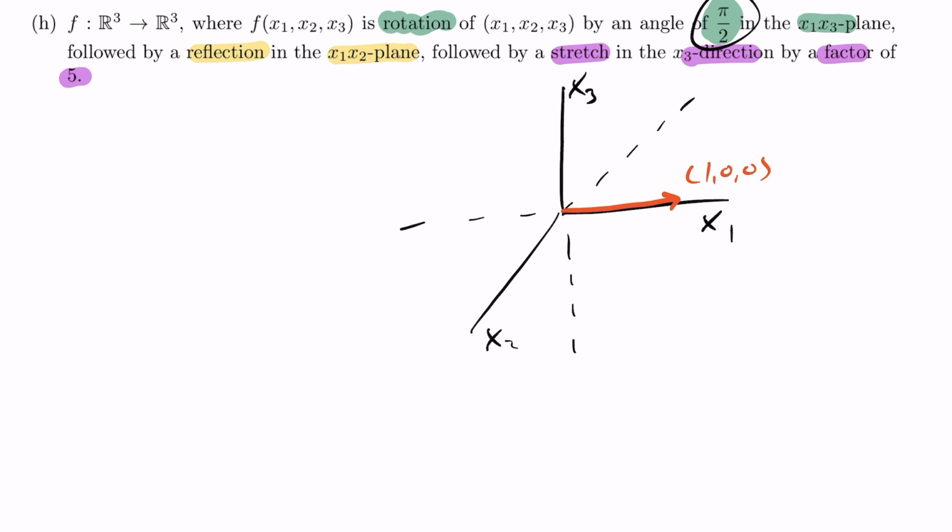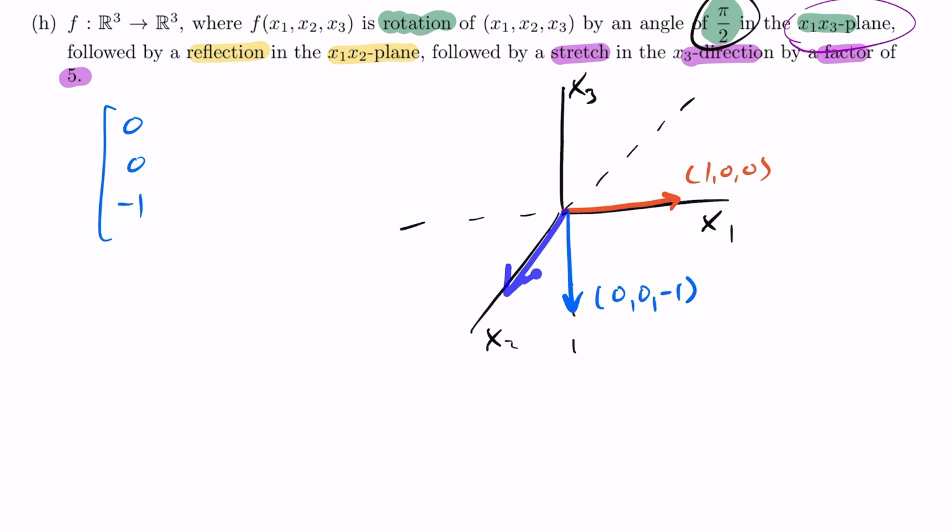Again, using your right-hand rule, you'll see positive orientation is going to be going in this direction. So if I rotate this 90 degrees, again, the rotation is happening in the x1, x3 plane, this vector is going to move to here, and that's going to be the vector 0, 0, -1. So that's going to be the first column of our rotation matrix.